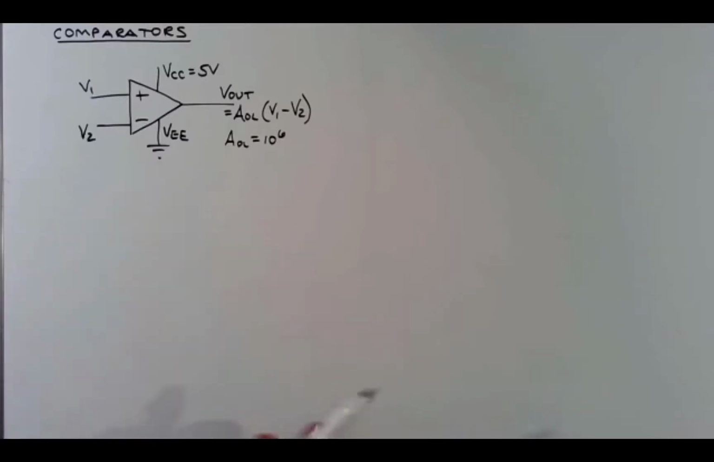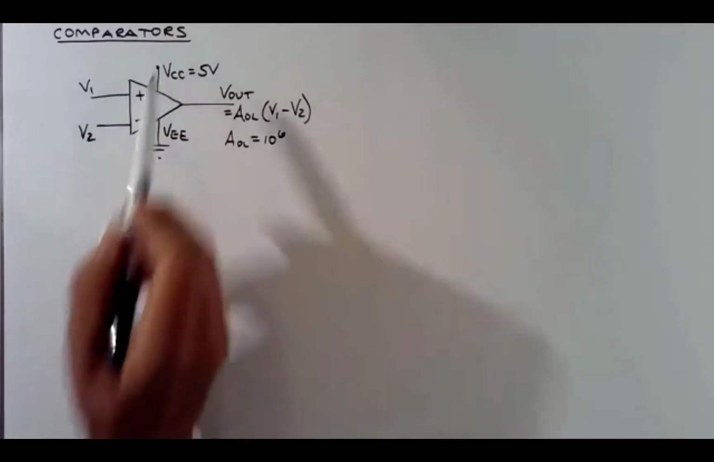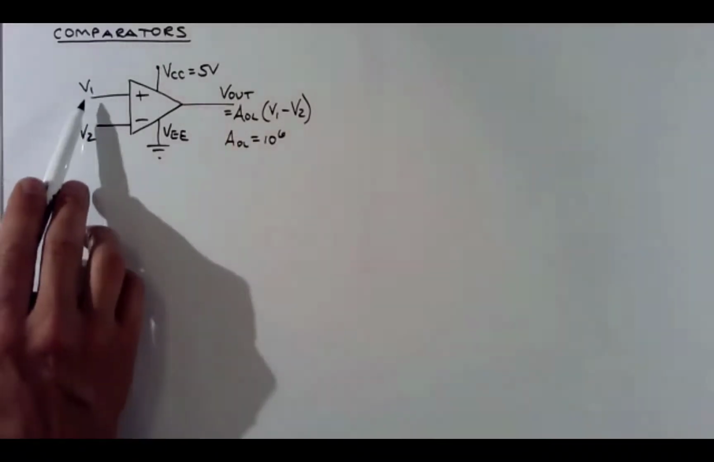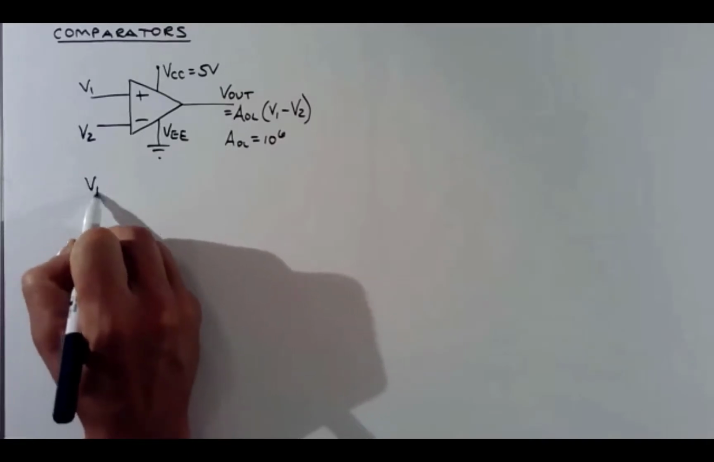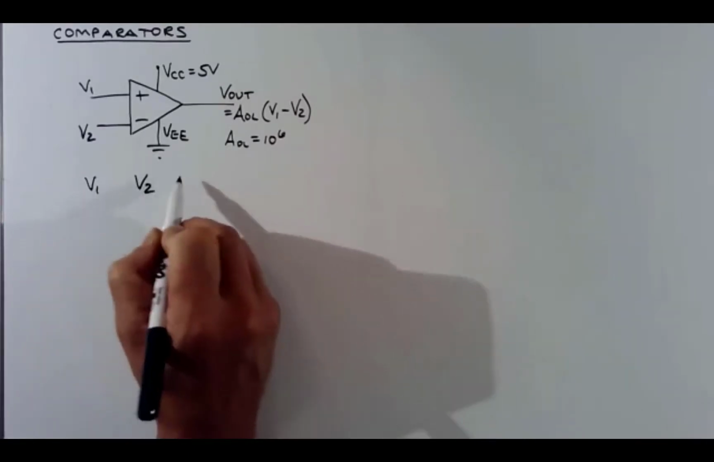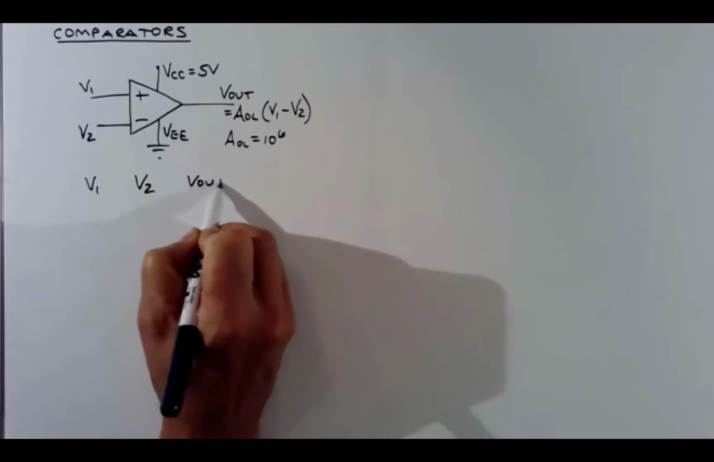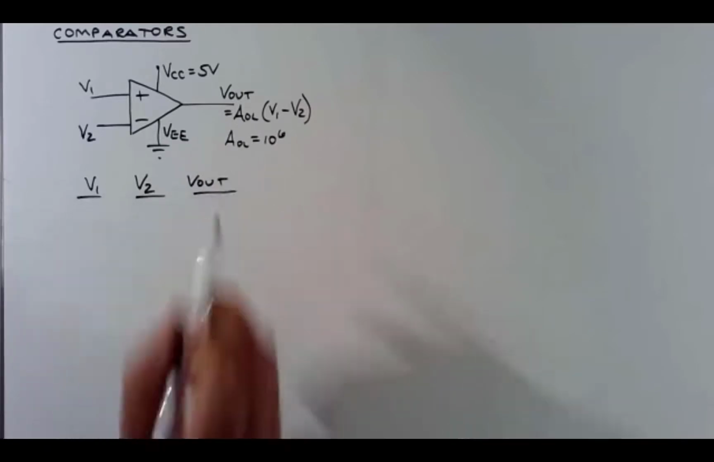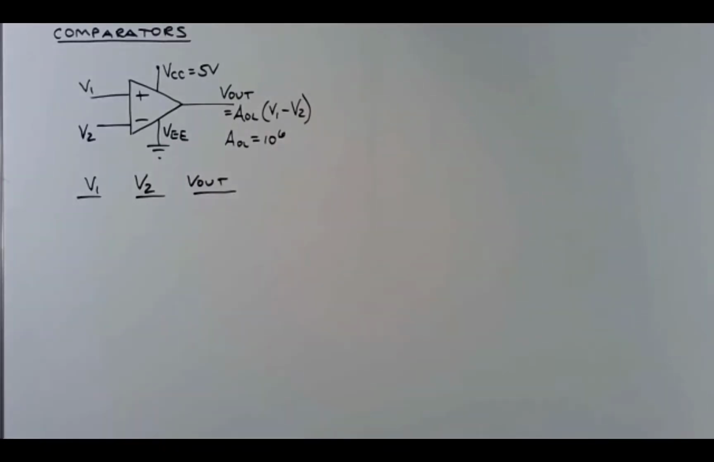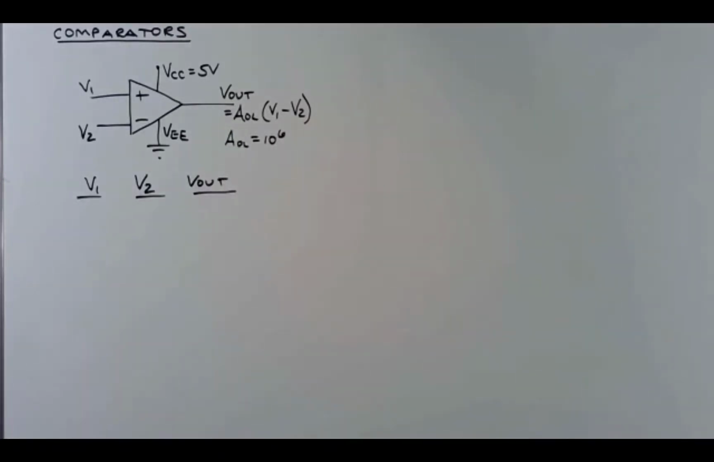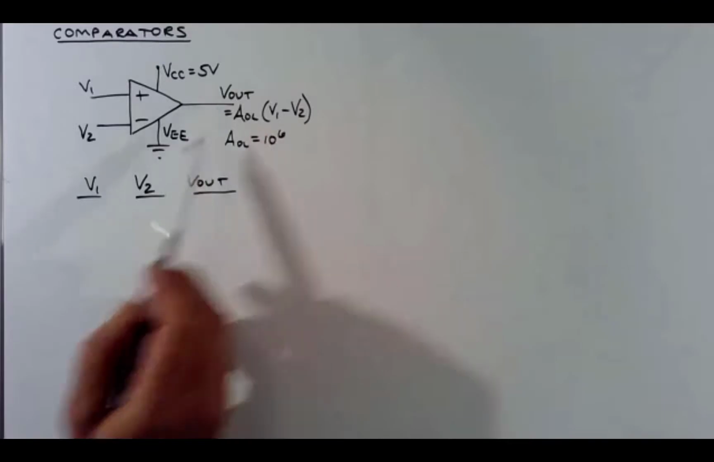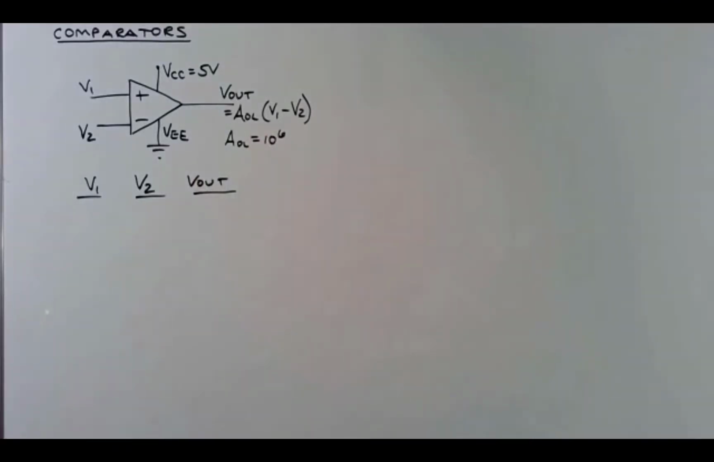Let's assume I have no negative feedback. All I have is this op-amp connected like it is, and I can apply a V1 and a V2 at the input. Let's create a table here: V1, V2, and V out. We can apply a V1, we can apply a V2, and we can measure V out with a voltmeter. That's all we're doing. There's no negative feedback, no connection between the output and the inverting input.